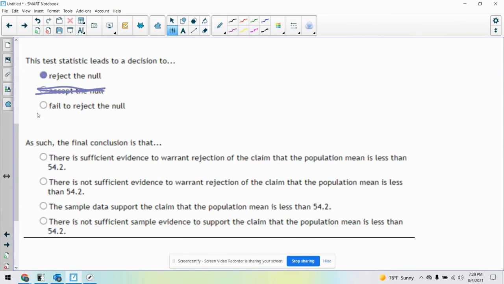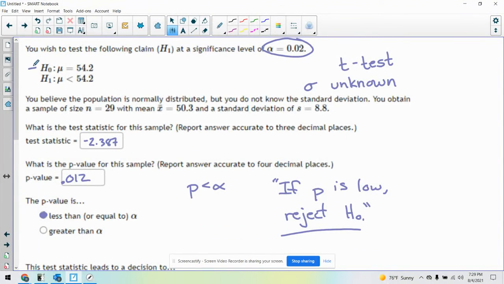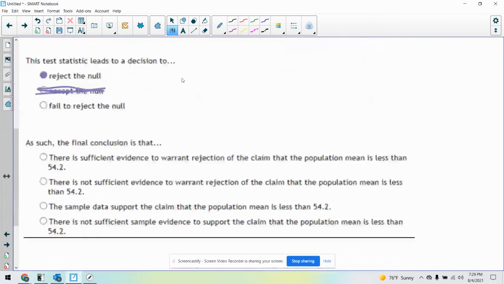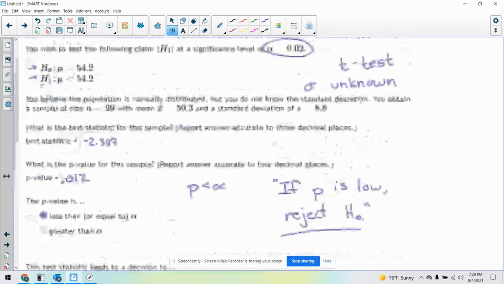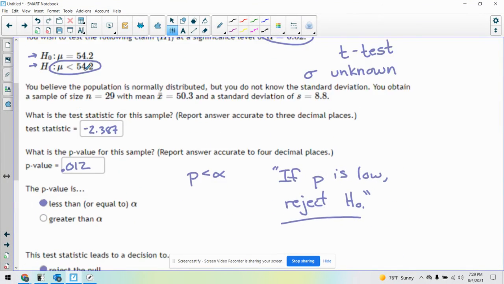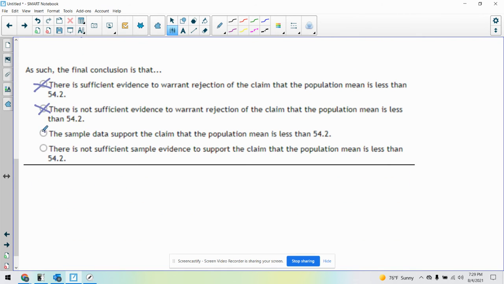So we're trying to say that we reject this, so then we have sufficient evidence to show that. So this says there's sufficient evidence to warrant the rejection of the claim that the population mean is less. No, that's the alternative. There is not sufficient evidence to warrant the rejection of the claim. No, that's the alternative. The sample data support the claim that the population mean is less than 54.2. That is the alternative. So there's our answer right there.